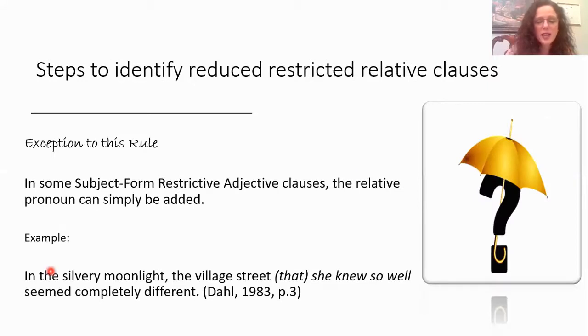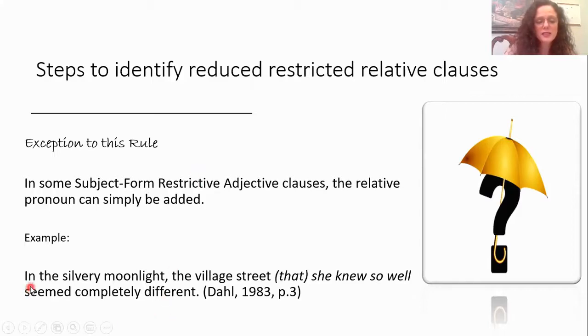However, this is English and there are exceptions to the rule. In some subject form restrictive adjective clauses, the relative pronoun can simply be added. So these are some situations where you don't need to add a be verb, okay? And this is actually the most common type of reduced subordinate clauses that you're going to find. And these can be some of the other types of subordinate clauses too, okay?